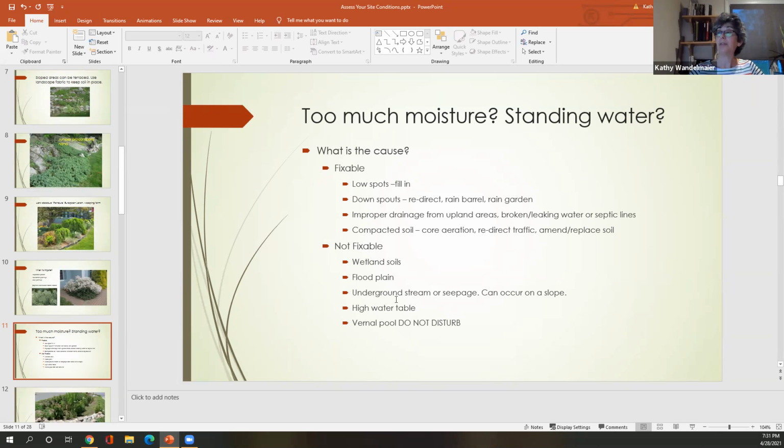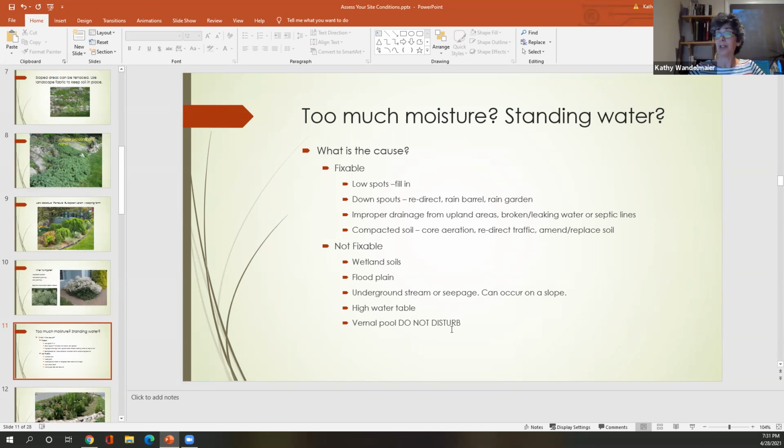Sometimes you may have seepage coming up, and that's just natural water coming up from the ground source. And this can happen on a slope. Not the usual place, but it happens, and you're not going to be able to do anything about that. Again, this would be the ideal spot for a rain garden. And we could talk about that in a sec. If you have a high water table, you cannot do anything about that. You're going to have to deal with it.